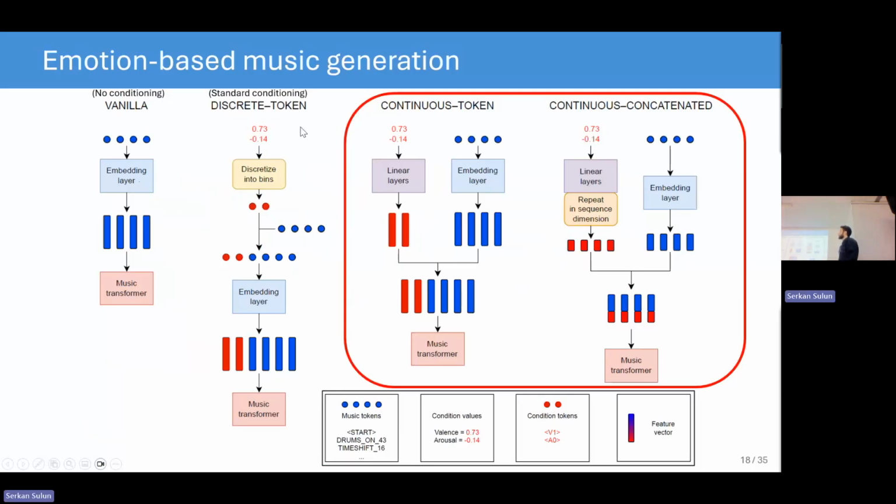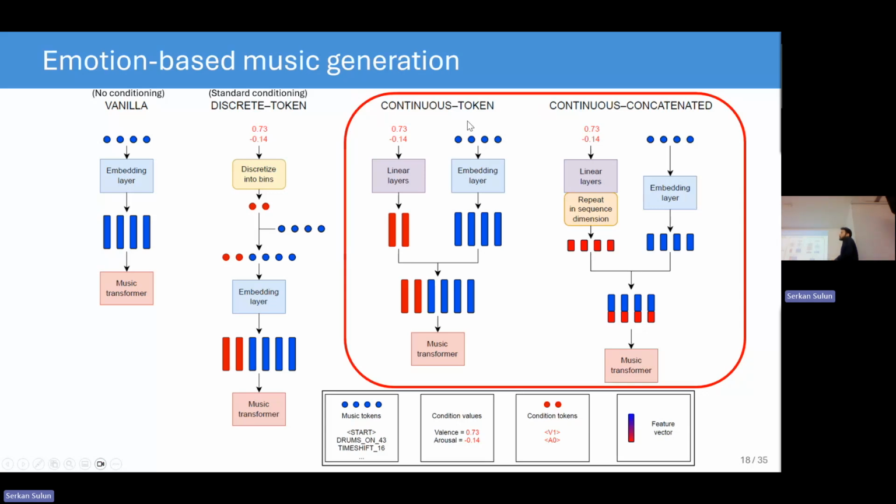In standard conditioning, this is also how it works for language models. To condition a language model, you can put some prefix. In ChatGPT, you can say, okay, edit this, but make it super formal. That's a condition you give to ChatGPT, which is prepended to your actual sequence. So if we were to follow the standard method, we would just discretize them into bins because these are continuous values for valence and arousal. And we would concatenate them in the sequence dimension, put them into an embedding layer, and then into the music transformer.